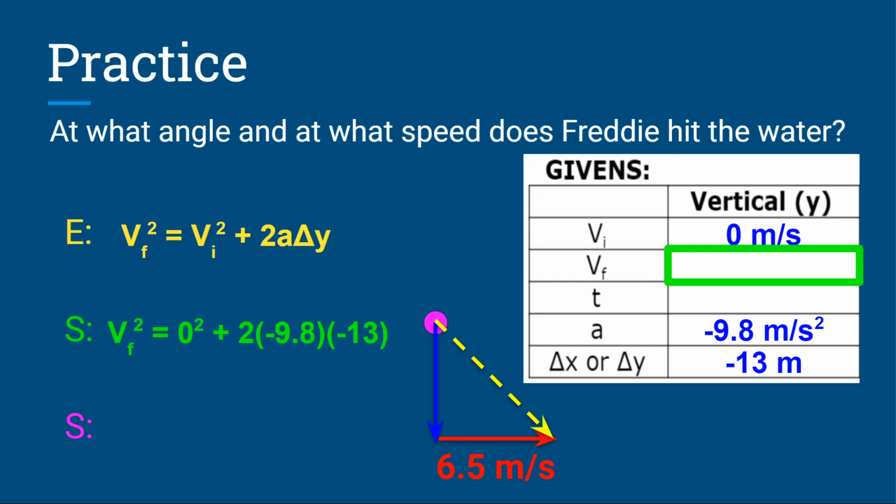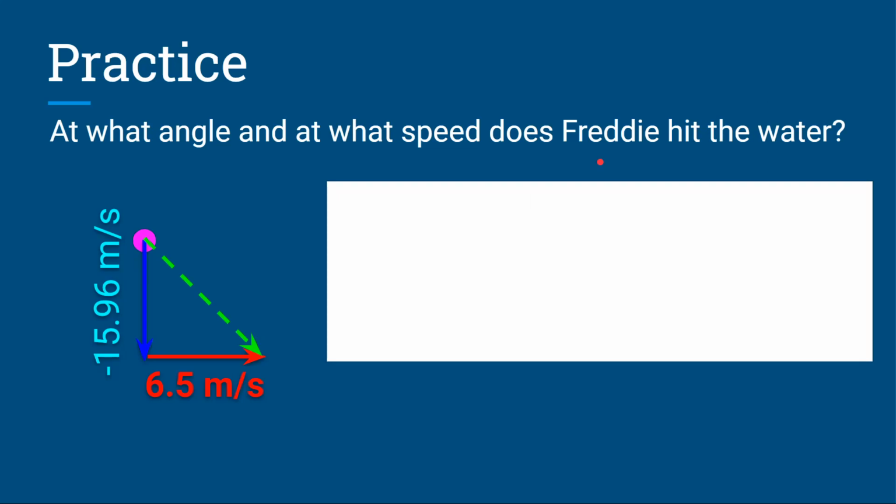Okay, so I don't want y'all to be confused when you see this, but it's negative 15.96. Okay, because I have to choose the correct direction for my situation. In my situation, he's going down, so I'm going to choose negative 15.96 meters per second, and that's going to be his final vertical velocity.